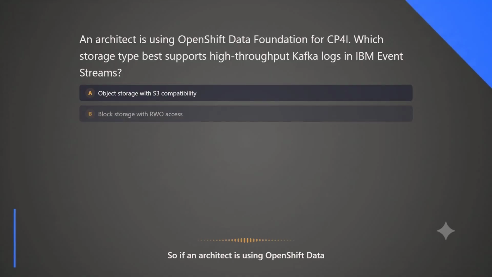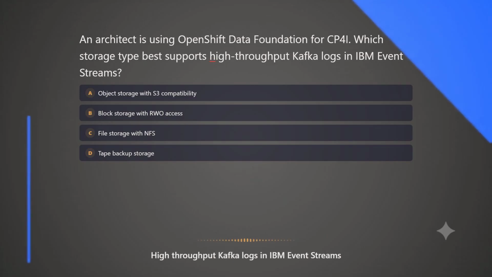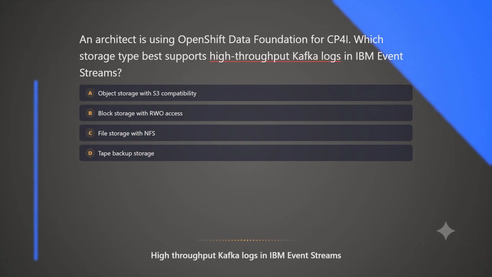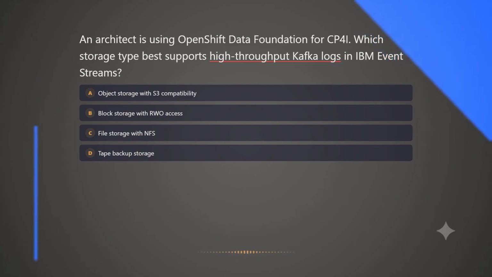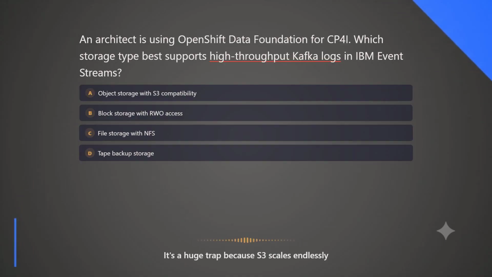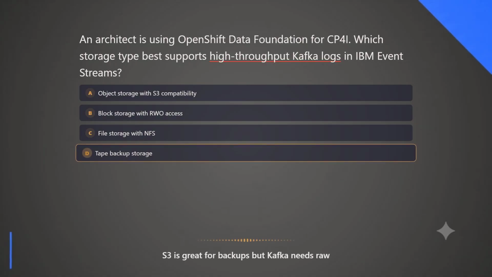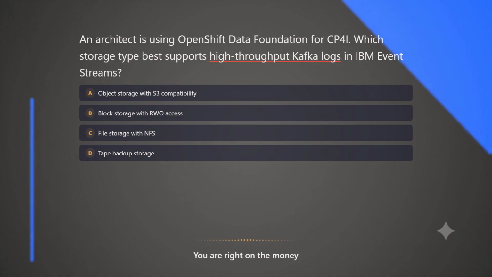So if an architect is using OpenShift Data Foundation, what storage type best supports high-throughput Kafka logs in IBM Event Streams? Well, a lot of folks see cloud native and immediately want to guess option A, using object storage with S3 compatibility. It's a huge trap because S3 scales endlessly. Wait, let me think about this. S3 is great for backups, but Kafka needs raw transactional speed for persistent messaging, right? You are right on the money.